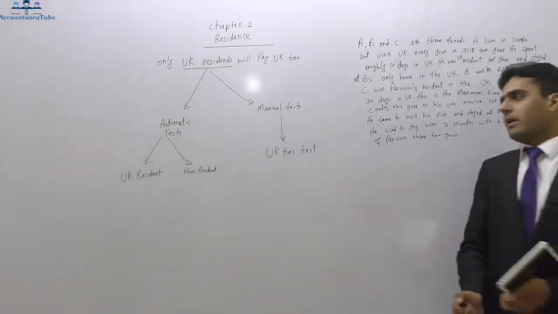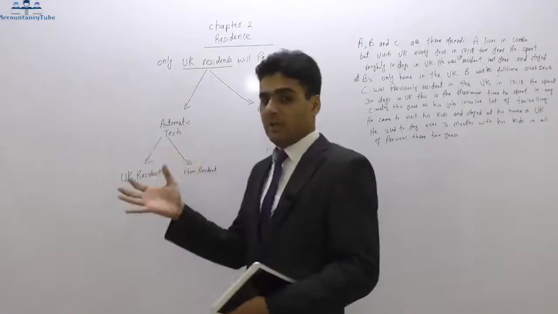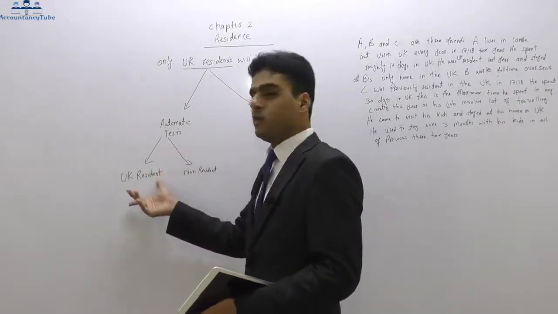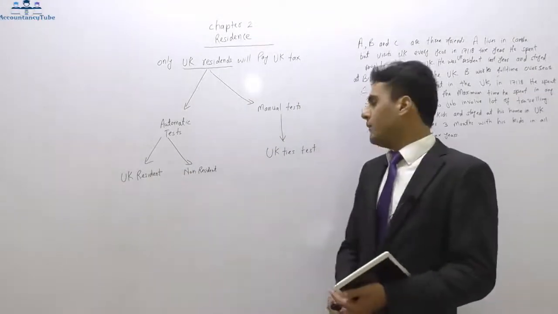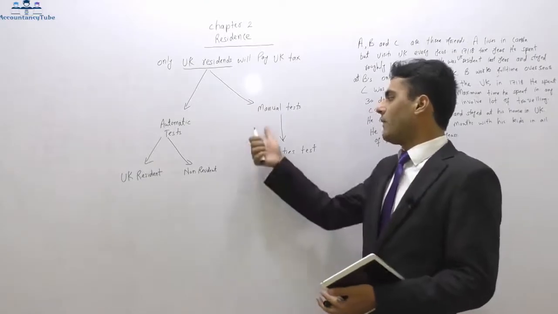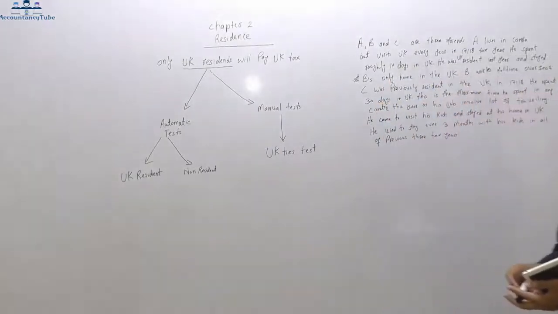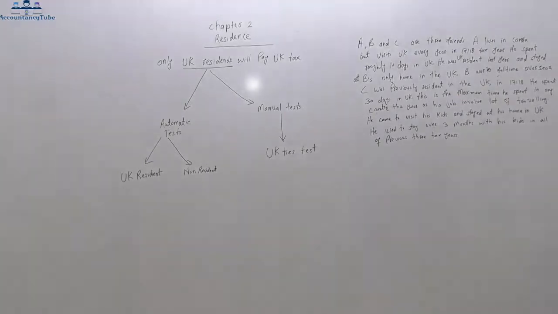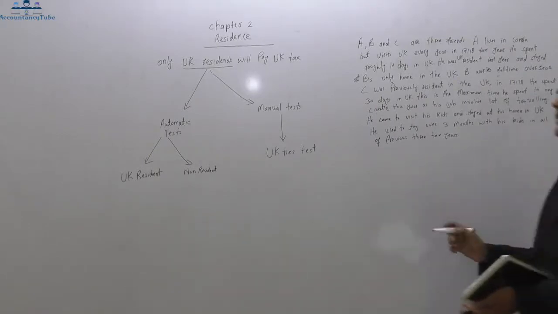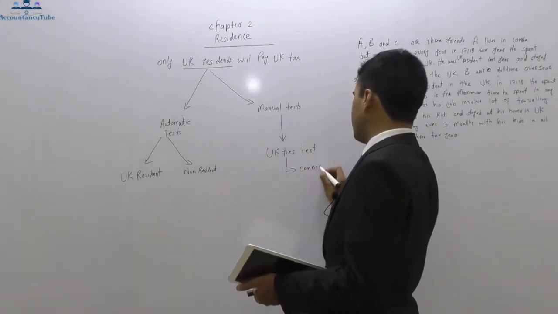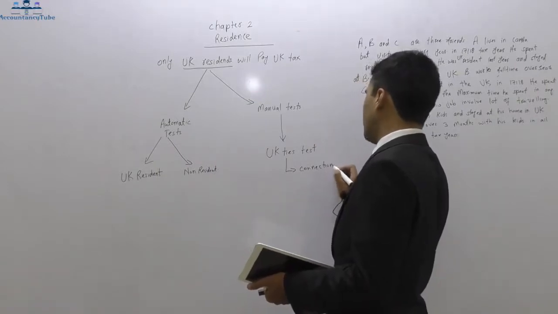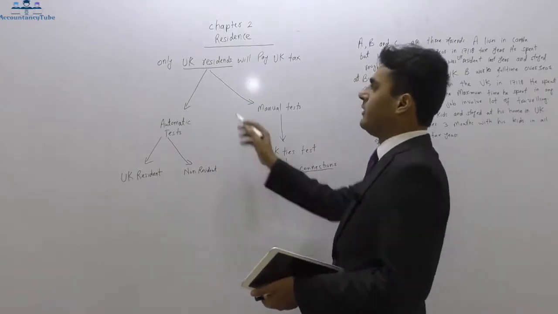Say for example, under the automatic tests, you are neither UK resident nor non-resident. So what if you are in between those? If you are in between, then you will have to apply the second test, which is a manual test, known as the UK ties test. In that we have to see how many ties we have with the UK. Ties here means connections or relations. I will just write it down as connections. So how many connections you have with the UK. The more connections you have with the UK, the more likely you will be considered UK resident.